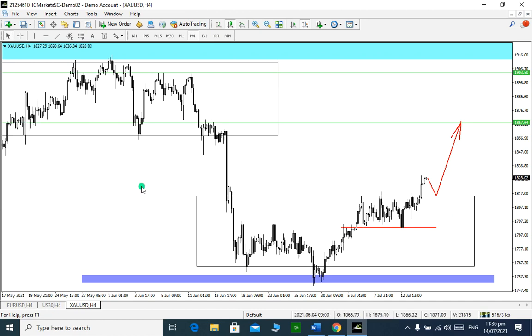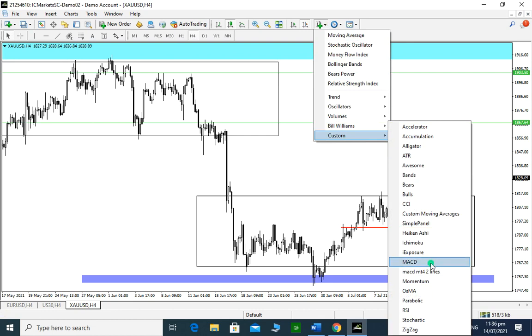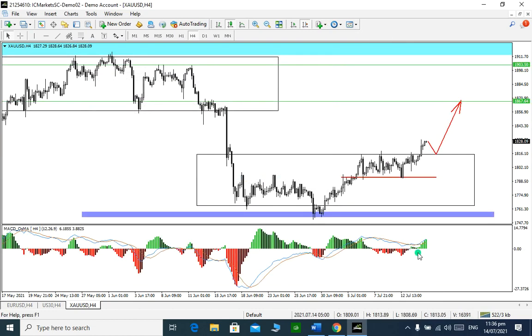Again, we can use other technical indicators. Let us see our MACD, the two-line cross MACD, and see what it is going to tell us is happening in this market. Clearly you can see that MACD is telling us that there's a clear bullish signal in this market. So we still expect price to push to the upside.